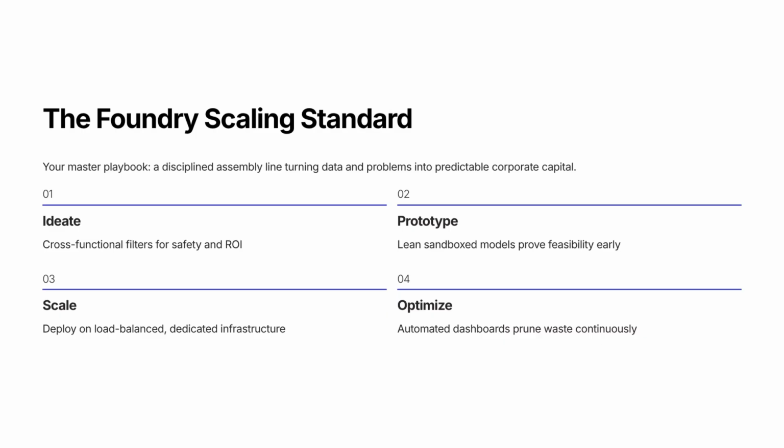Always demand cross-functional ideation filters to secure data safety and ROI before any development begins. Always mandate lean prototypes inside sandboxed environments to prove technical feasibility early. Always deploy on load balanced dedicated cloud infrastructure to protect performance velocity at scale. And always leverage continuous automated dashboards to prune away token waste and keep your systems perfectly aligned with the changing needs of the business.